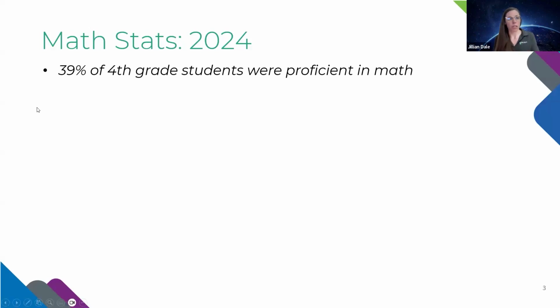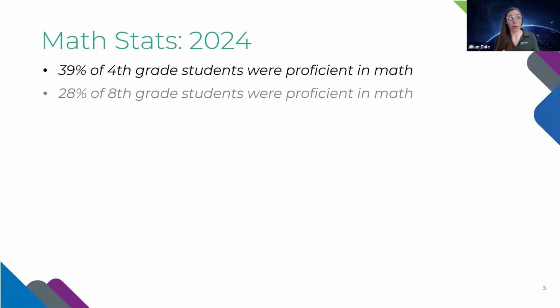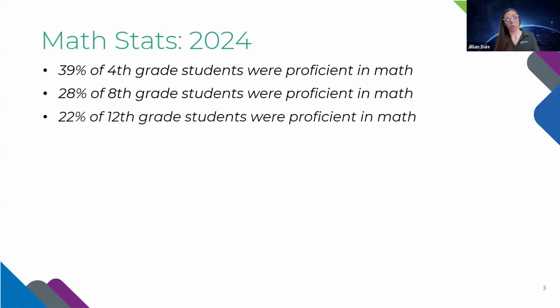So what we found is that 39% of fourth grade students were proficient in math, and the numbers kind of dwindle as we go into the higher grades. So by eighth grade, 28% of students are proficient in math. And then by 12th grade, only 22% of students are proficient in math.